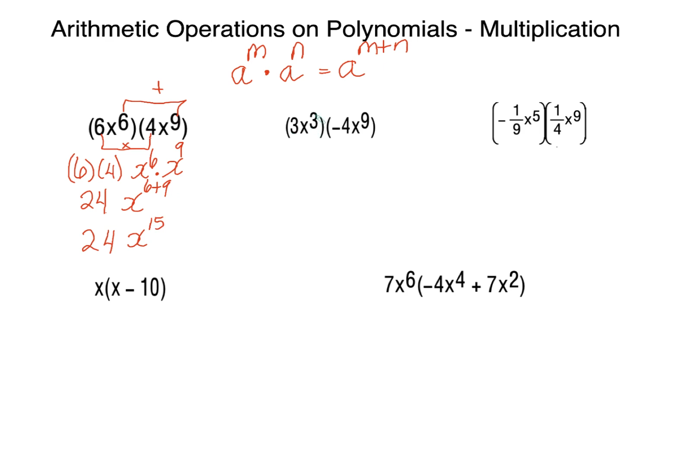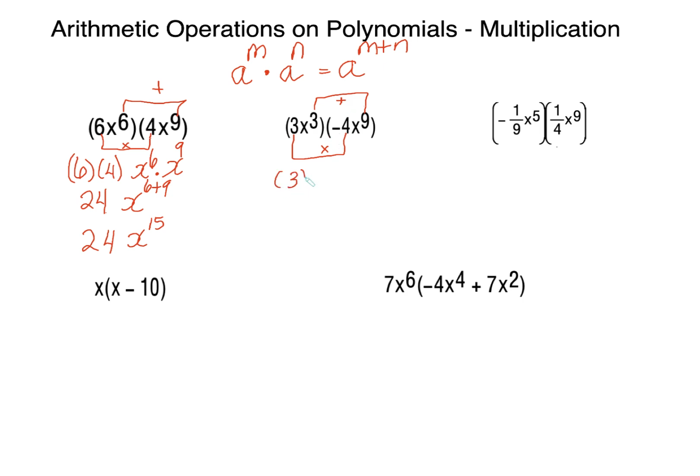Suppose we have 3x to the 3rd and we're multiplying negative 4x to the 9. Remember, your coefficients will multiply each other. They're the only ones who will multiply. But your exponents, because they're with the variable, you're going to have to add them.